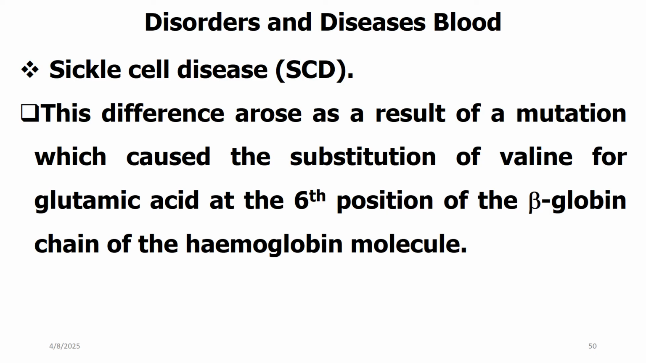The difference arose as a result of a mutation which caused the substitution of valine for glutamic acid at the sixth position of the beta globin chain of the hemoglobin molecule. This is the biochemical basis for the disorder.